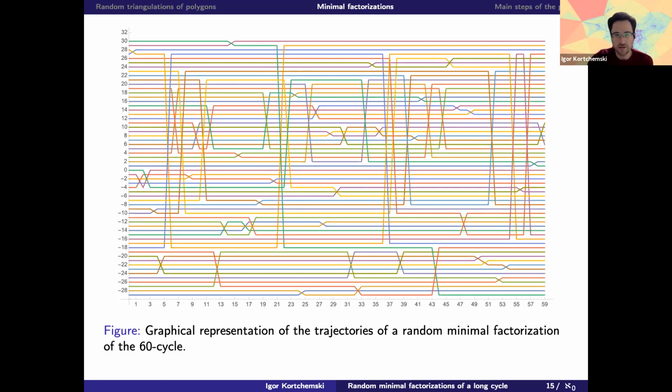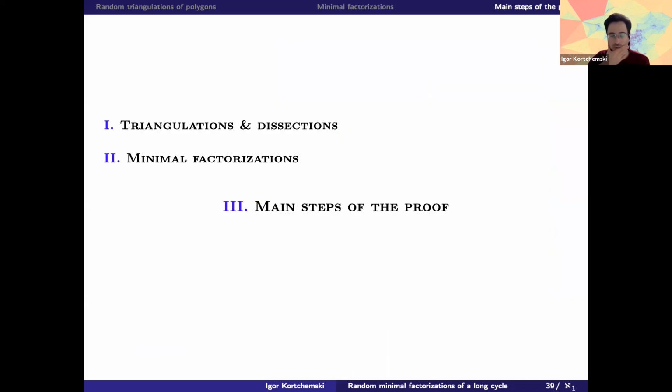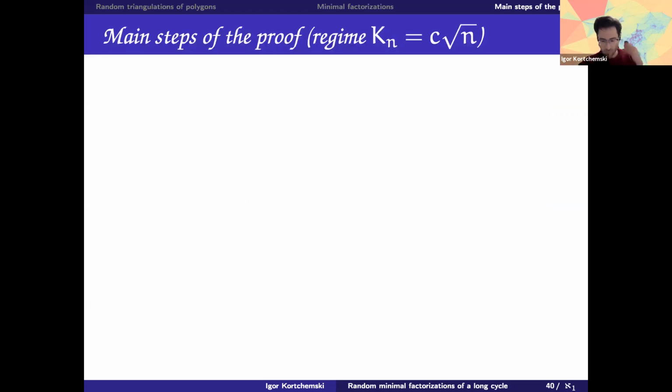Okay, now I'd like to give just the main steps of the proof. How do we identify LC? Why is this? There's this Levy process, excursion type process with jumps appearing. So I'll explain the main ideas in the regime C square root n.